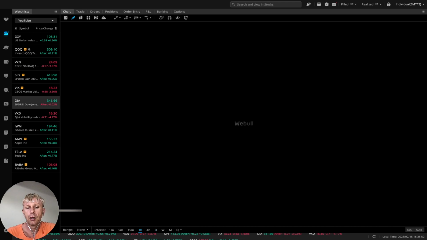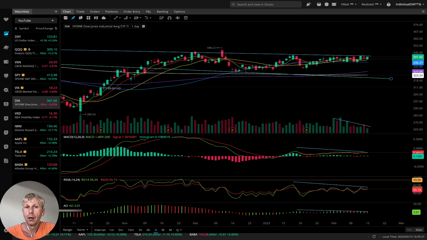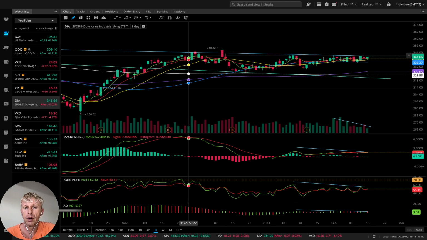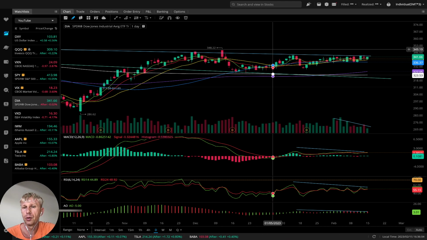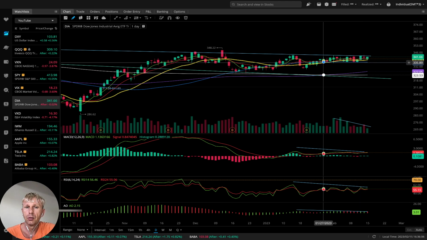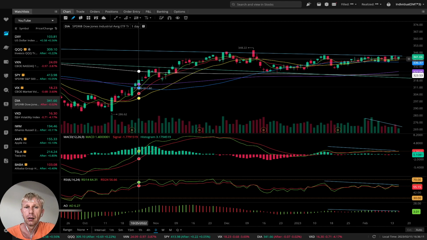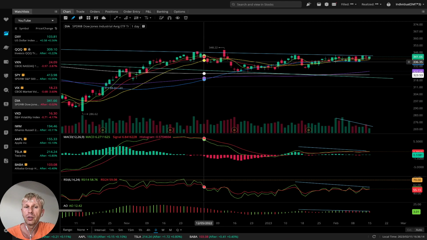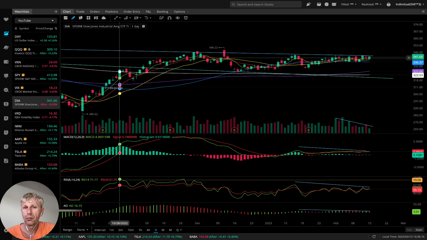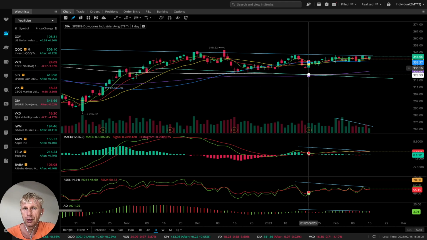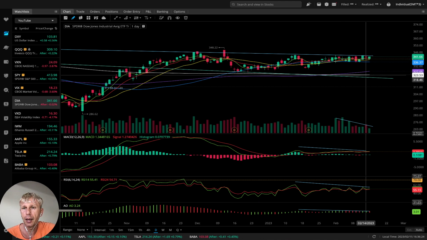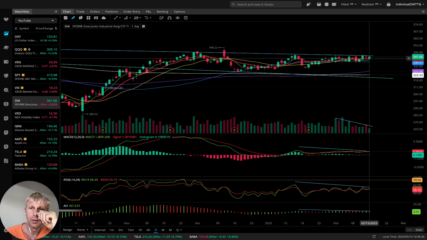Okay, let's move to Dow Jones. Dow Jones daily, DIA. For several days, even for a couple of months, two, three months already, it's been running around the top trend line. This top trend line comes from the top of the Dow Jones. This green line also comes from the top of the Dow Jones. It's kind of between two trend lines.